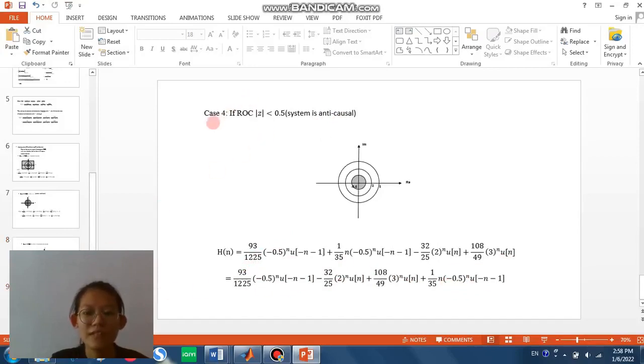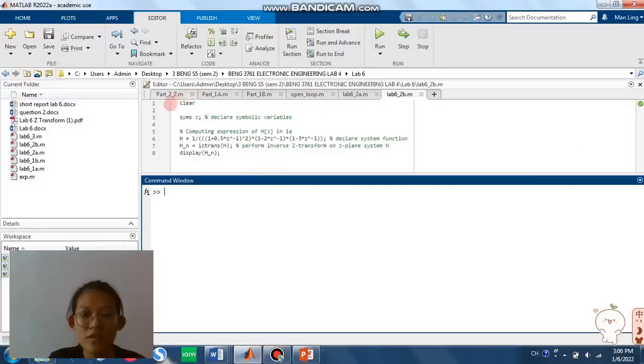Lastly, for case 4, if the ROC is |z| less than 0.5, the system is anti-causal. Hence, the impulse response h[n] is equal to these equations. Then we will do the simulations in the MATLAB software. This is the code that we will use to find the answer for question 2b.